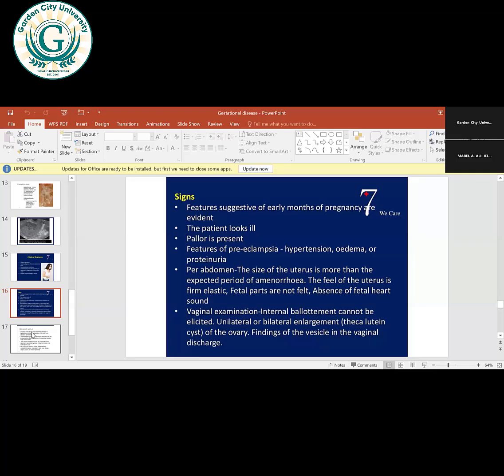Unilateral or bilateral enlargement, that is theca lutein cyst of the ovary. Findings of the vesicle in the vaginal discharge. That's it. You know already that she passes vesicles, so you will not fail to find the vesicles in vaginal discharge. They cannot be ballotted because there's no fluid. There's no amniotic fluid. There's no fetus. What is there is hard.